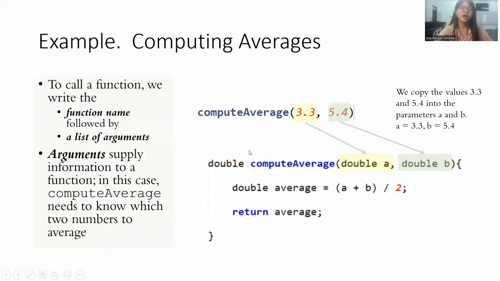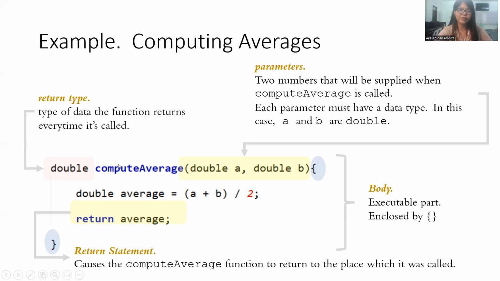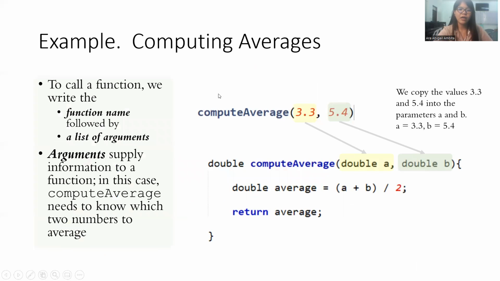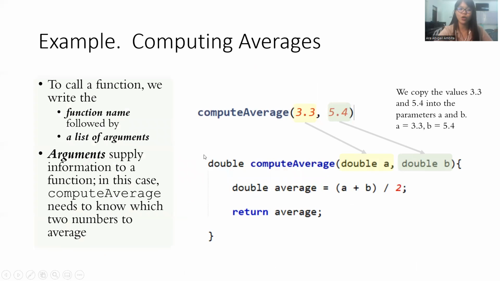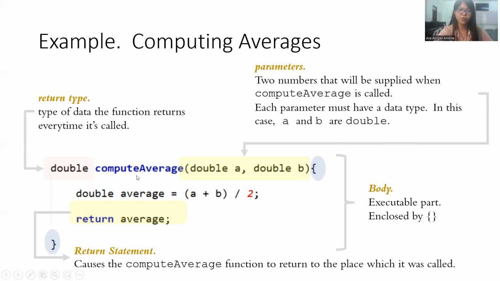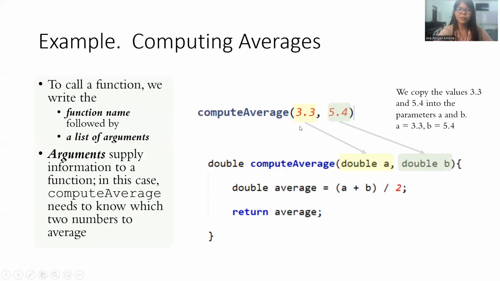Okay, so earlier we have defined our compute average function. Now, if we want to use this compute average function, we have to call it. To call a function, we write the function name, which is compute average, followed by a list of arguments.